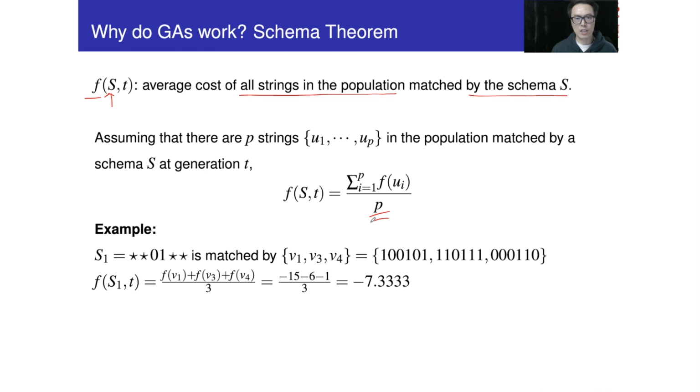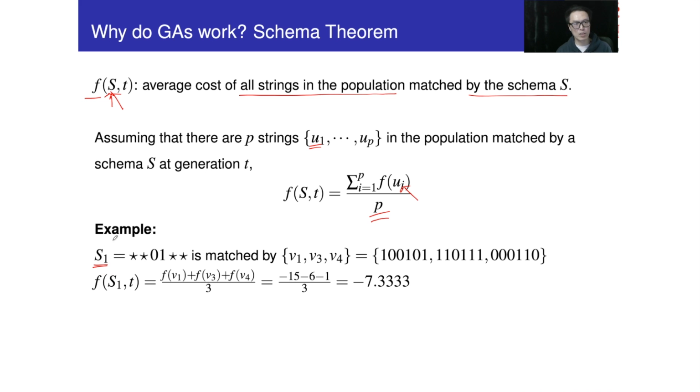P, that is the number of strings that match this schema S, and U1 up to UP, that is the strings in this population that match the schema S. Now take a look at this example so that we understand how to apply this equation. The numerator is the sum of all the costs corresponding to those strings that match the schema S, and P is the total number of schema matches S.